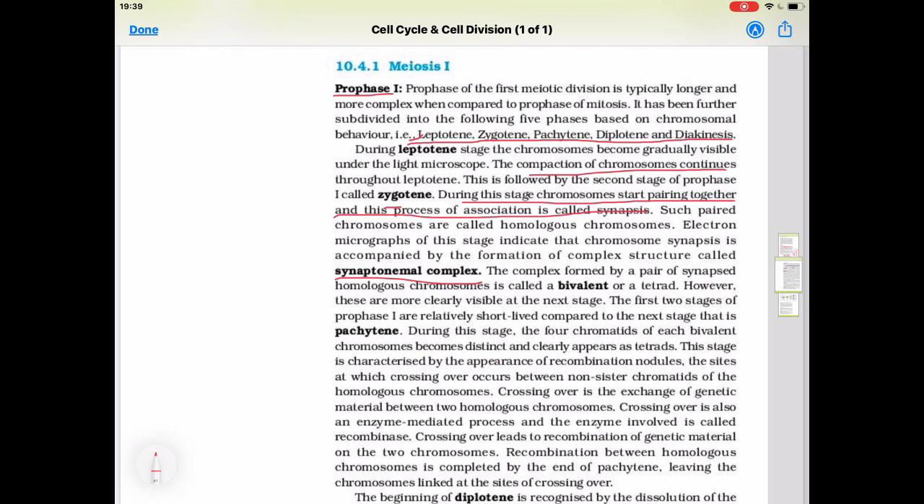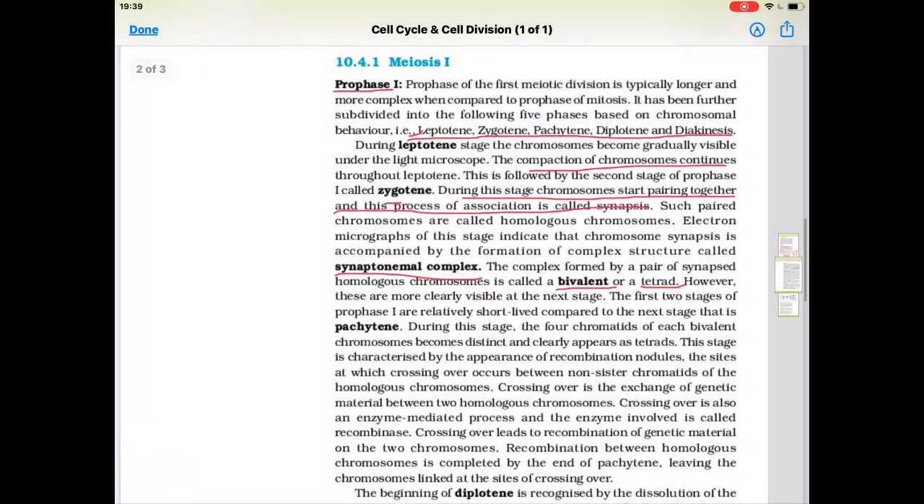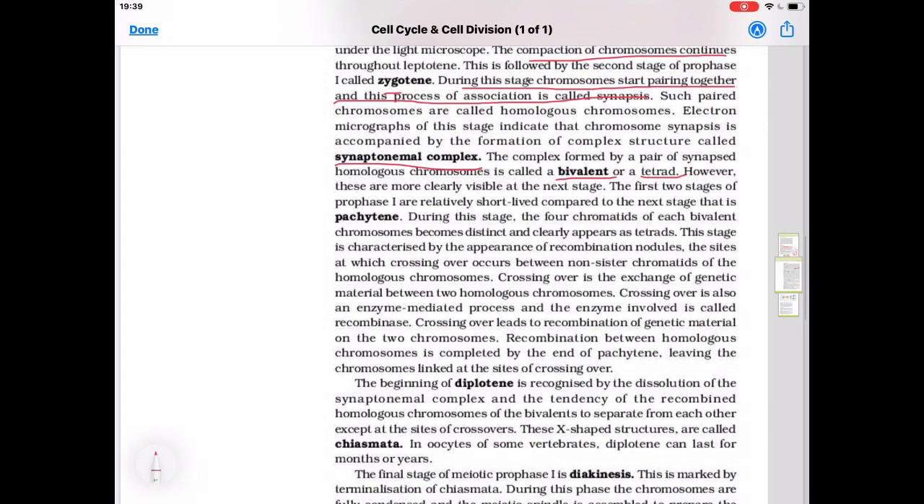The complex formed by a pair of synapsed homologous chromosomes is called a bivalent or tetrad. However, these are more clearly visible at the next stage. The first 2 stages of prophase 1 are relatively short-lived compared to the next stage, that is pachytene. So first, in leptotene, compaction of chromosomes occurs. During zygotene, synapsis of chromosomes occurs, that is, homologous chromosomes come close to each other.